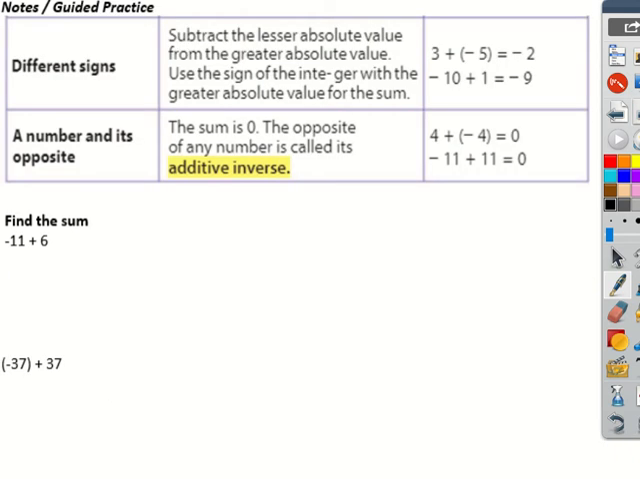So let's get into solving. So today we are not using number lines or chips. What we are doing is using the rules in which we add integers with different signs. So if you guys see, we have a little table up here and it says you're going to subtract the lesser absolute value from the greater absolute value. Use the sign of the integer with the greater absolute value for the sum.